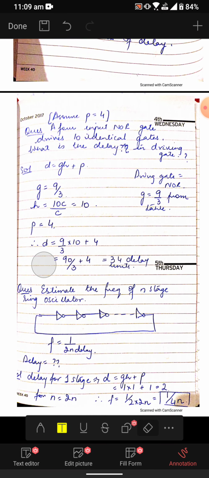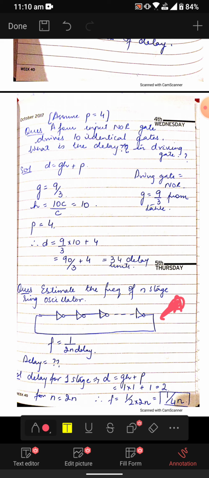Okay, now we have the last question for this lecture. Estimate the frequency of an n-stage ring oscillator. A ring oscillator is made up of inverters like this. When a particular number of inverters are connected in a circle in a ring form, they form an oscillator which is called a ring oscillator. Basically these inverters have to be connected in a closed loop. Okay, so the frequency formula is 1 by 2n into the delay of each gate.